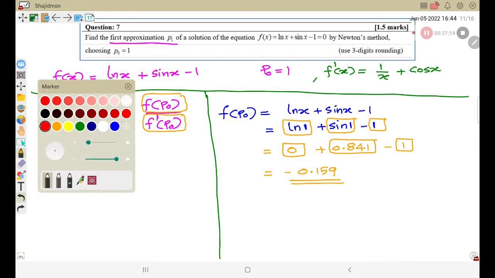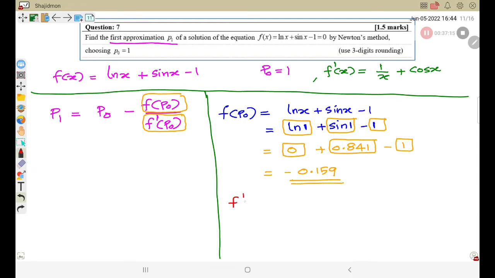Okay, now f dash of P0. F dash value at P0 number. What is f dash of x? 1 over x plus cosine x. Now put x number as P0 number. 1 over x number is 1. P0 number, that is 1. Plus cosine of 1. Check separately by using calculator.